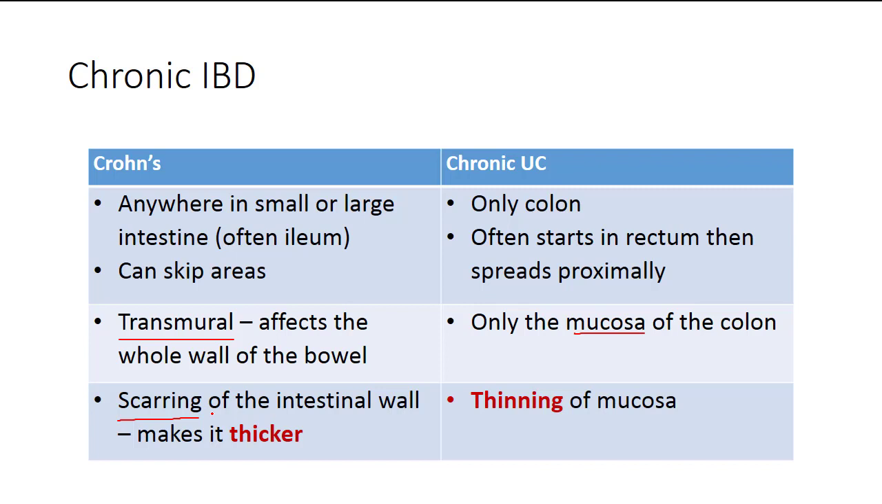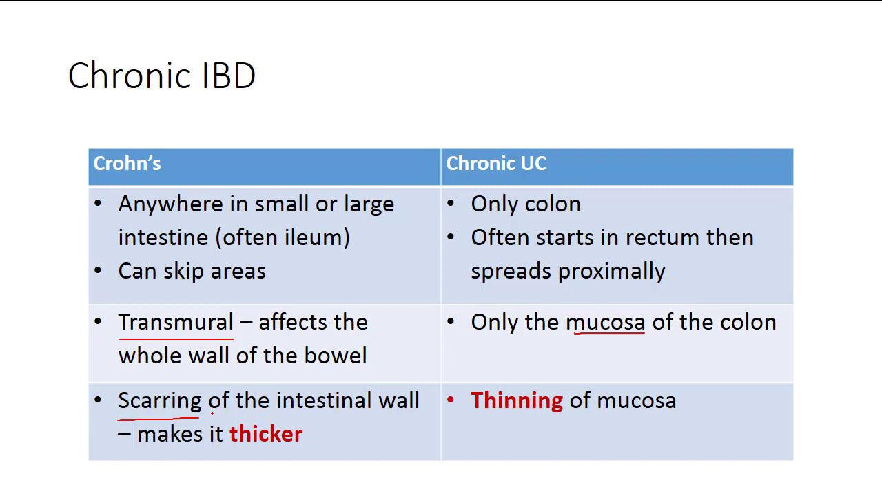In chronic UC, we have the opposite thing happening. We're forming ulcers, which is essentially thinning of the mucosa layer. So the mucus lining the epithelium wears away. We expose the epithelial tissue to the GI tract lumen, and we start to get wearing away or thinning of that mucosa or epithelial layer.